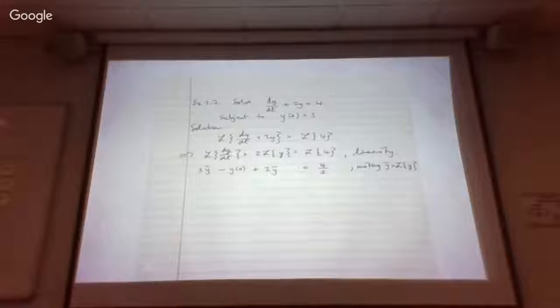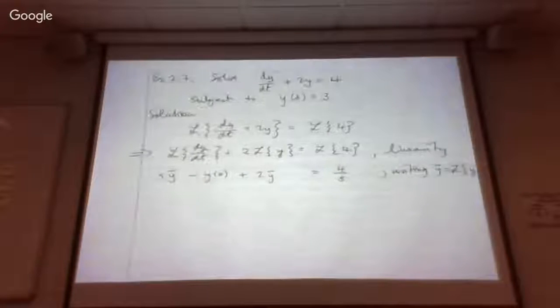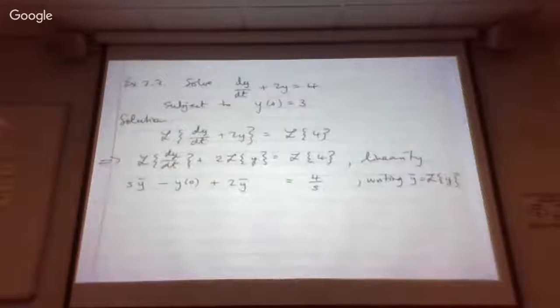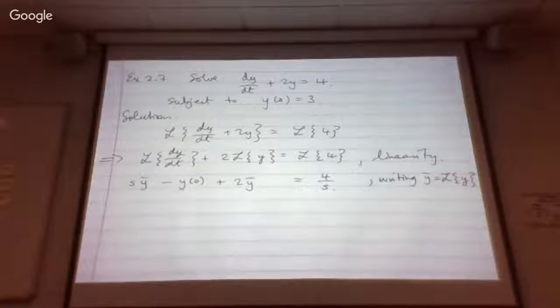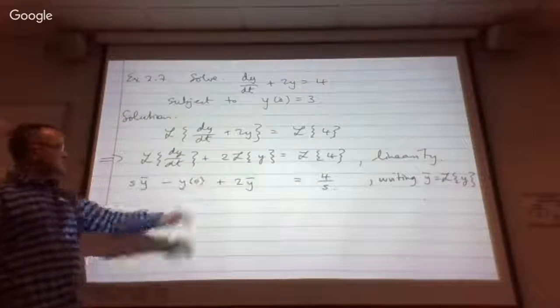Everybody okay with that step? Question. Zoom in, yeah. Okay. Any queries about what went on there? So transforming the whole thing, at the same time using linearity and transform of derivatives properties to get to this stage.